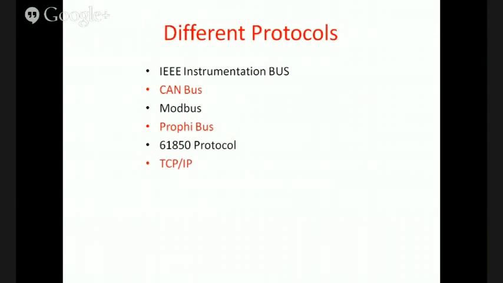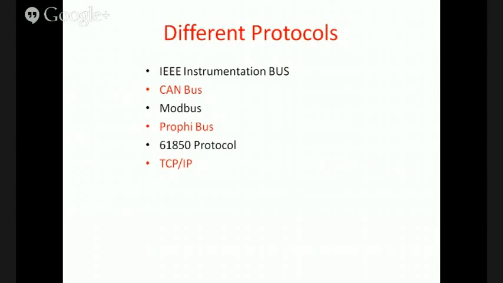Now, what are the different protocols? IEEE instrumentation bus, CAN bus, Modbus, Profibus, 61850 protocol, TCP/IP. These are the commonly used and very popularly known protocols which are practiced in industrial automation. The basic elements of automation.